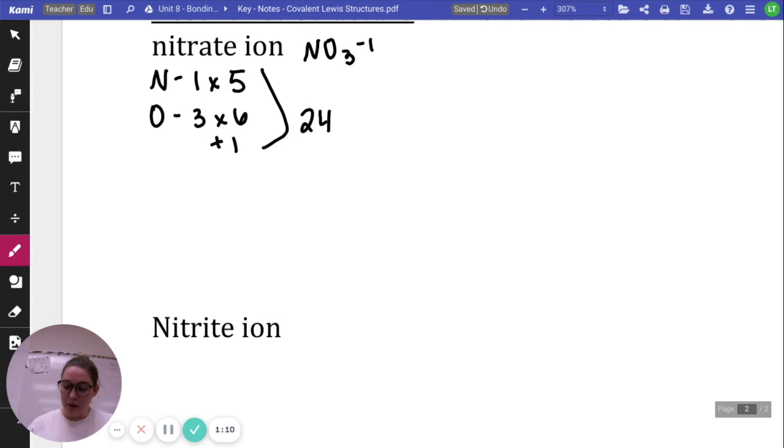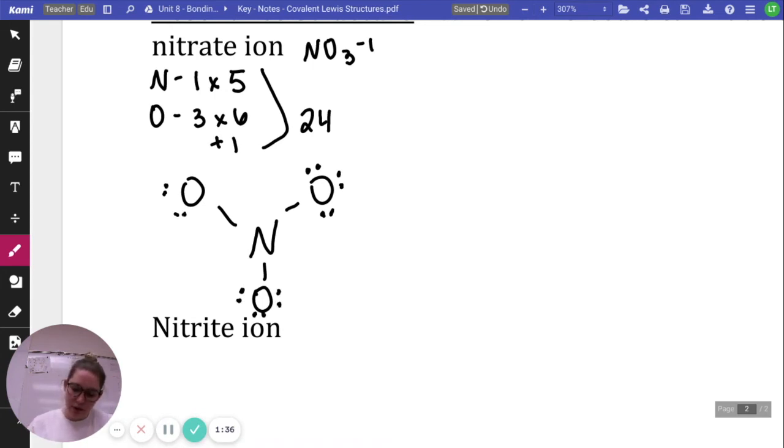Okay, so I'm going to go ahead and put my nitrogen in the middle and bond my 3 oxygens around it. 1, 2, 3. All right, so at this point I've used 6 electrons, so I still have 18 more to use, so we're going to fill our outer octets. So 2, 4, 6, that oxygen should be full. 2, 4, 6, that one is full, and 2, 4, 6, that one's full.